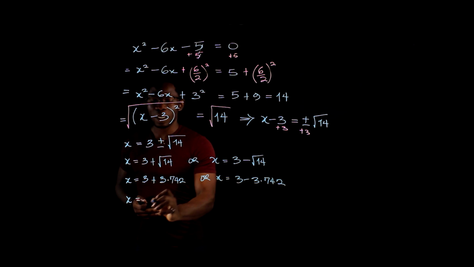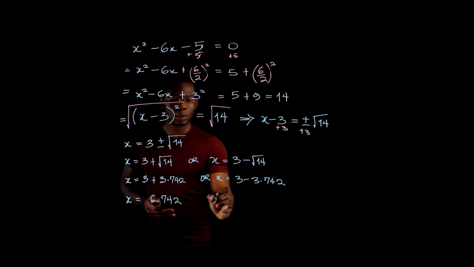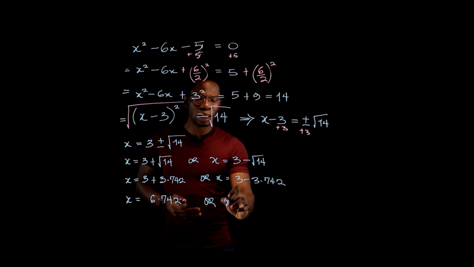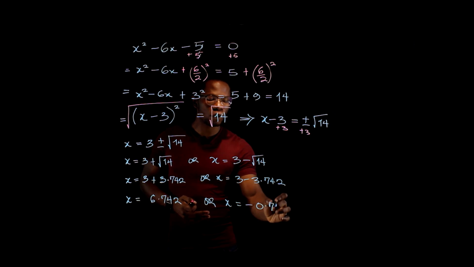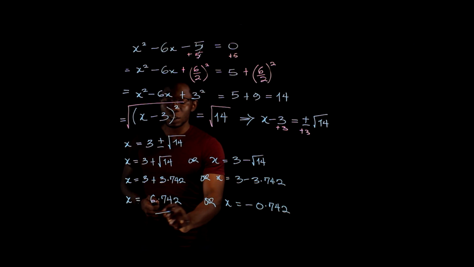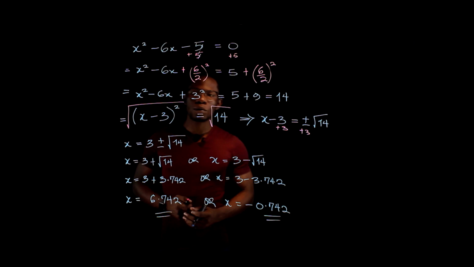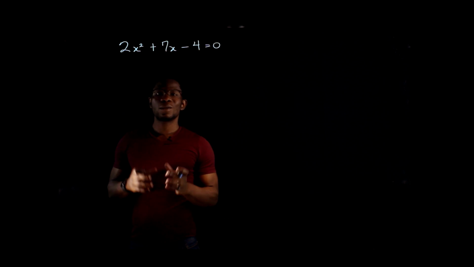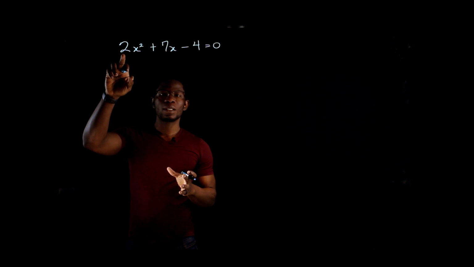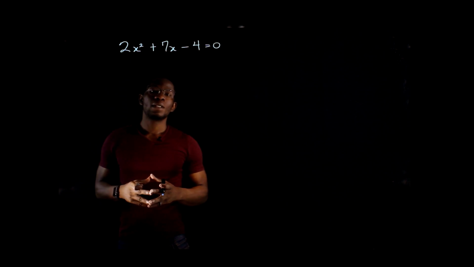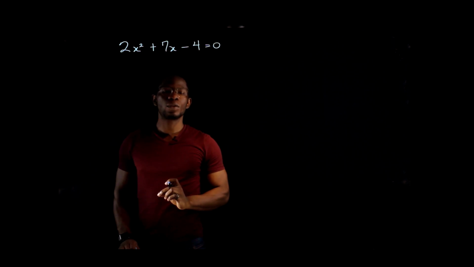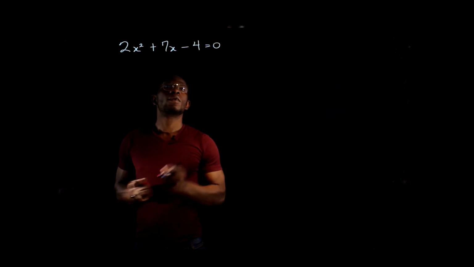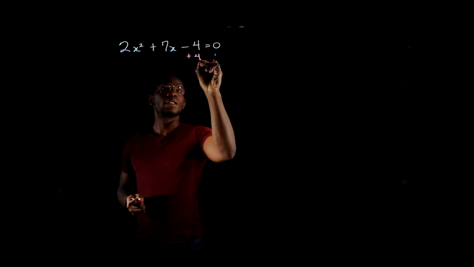So on one hand, we have that x is equal to 6.742. And on the other hand, we have that x is equal to minus 0.742. So these are the two solutions to our equation. So let's try an example where the coefficient of x squared is not equal to 1. Now the first thing we do is move the constant term to the right side of the equation. And we do that by adding 4 to both sides here.